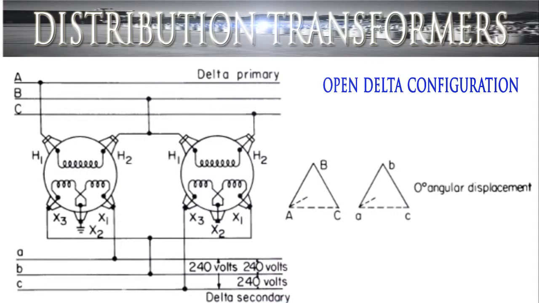The open delta connection is often used where an increase in load is anticipated. The third unit is added when the load grows to the point at which it exceeds the capacity of the two transformers. Furthermore, if one transformer of the three-phase bank should become defective, the defective transformer can be removed and the remaining two transformers continue to render service to at least part of the load.